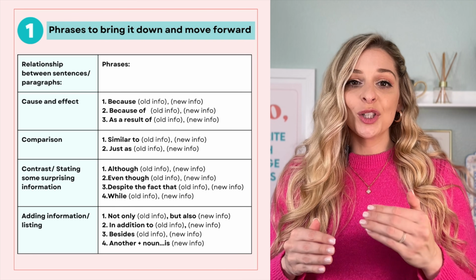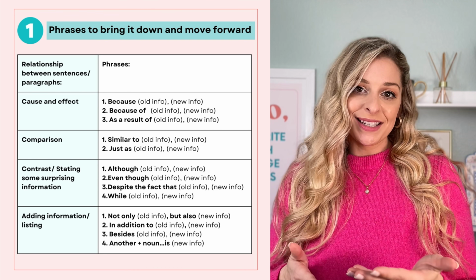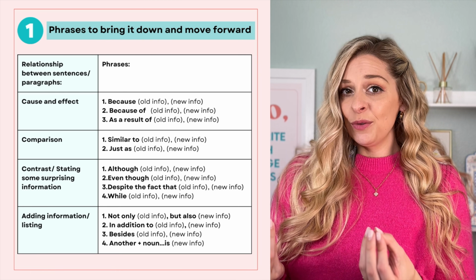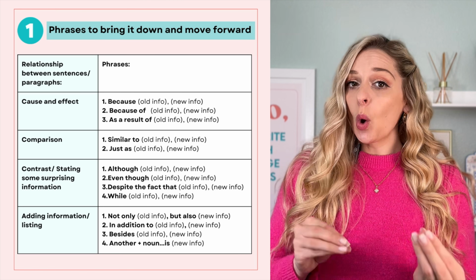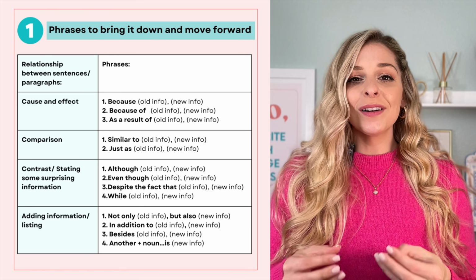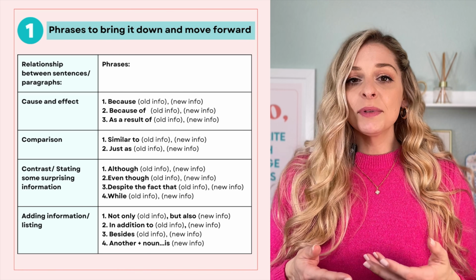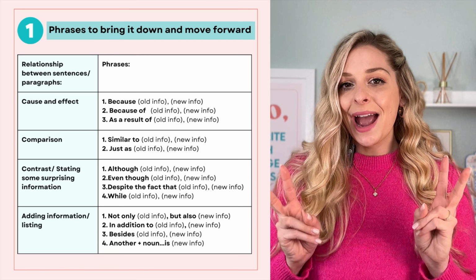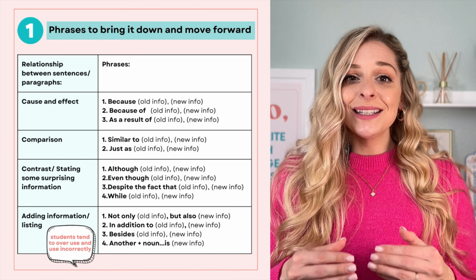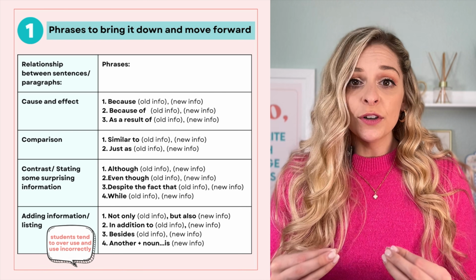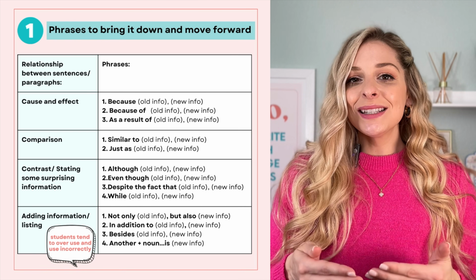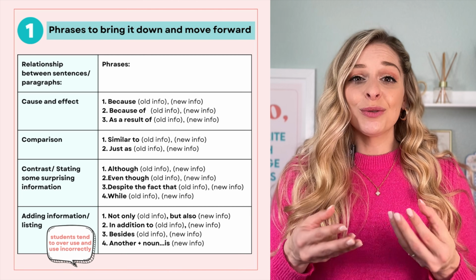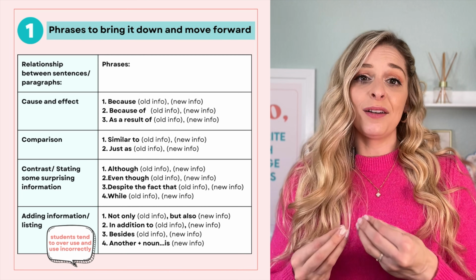Or if you simply want to add information onto what you have already said, you can use not only old info, but also new info, in addition to or besides old info, new info, or the word another plus a noun. Perhaps another factor related to successful language learning. Now, I actually have the adding info phrases last because these are the words that my students tend to overuse and use incorrectly. This is the easiest and laziest option to choose because you really don't have to consider the relationship between the old info and the new info.